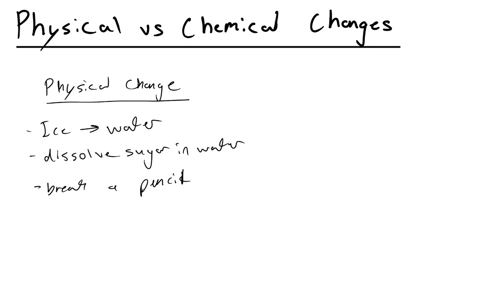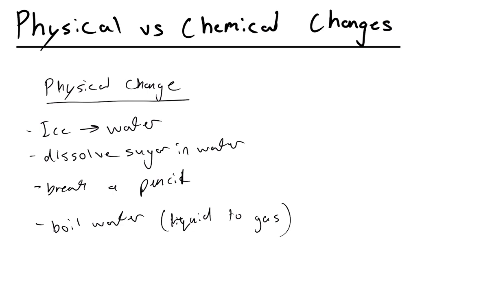Or if we boil water. If you boil water, it's just going from liquid to gas. But it's still H2O. And now that we've gotten that out of the way, to summarize, the substance may change shape, state, or size, but it's still the same substance. So you just need to remember that if it stays the same, it's a physical change.